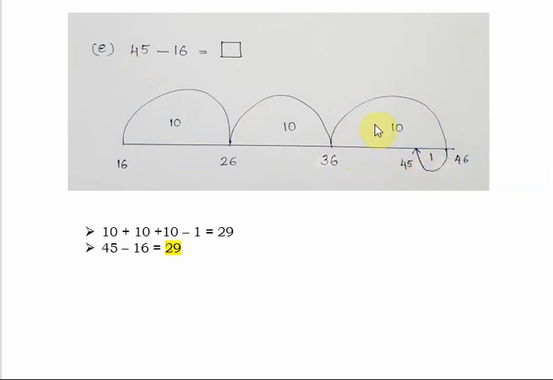So 3 steps forward and 1 step backward. So see, 3 steps of 10, otherwise 3 jumps of 10. So 10 plus 10 plus 10, and this 1 step backward, minus 1.